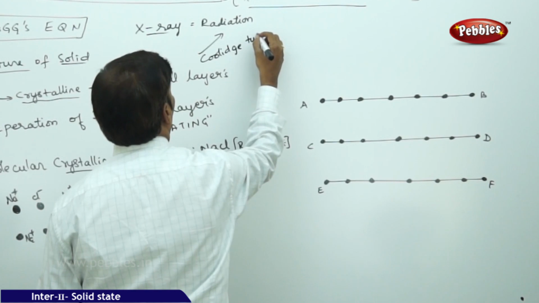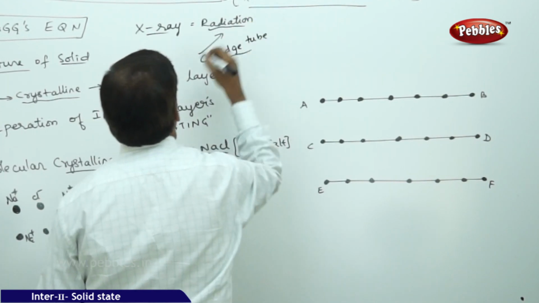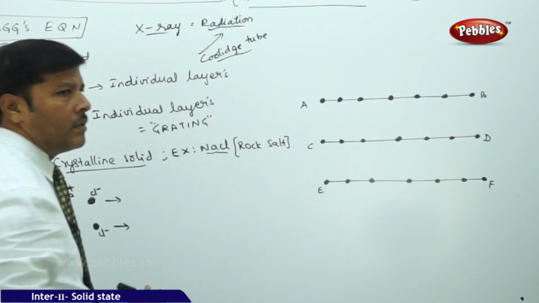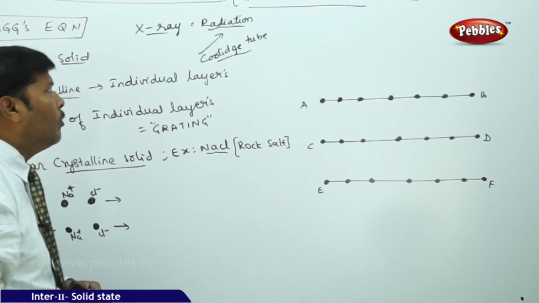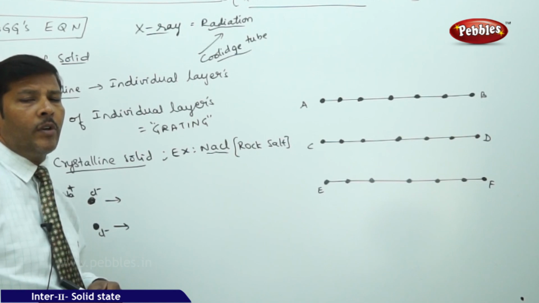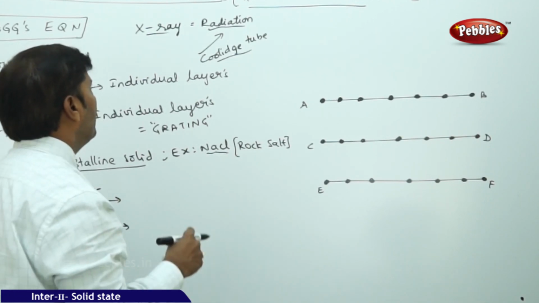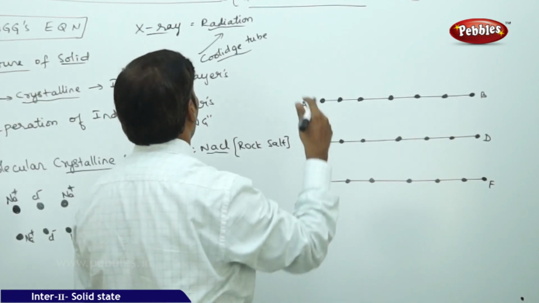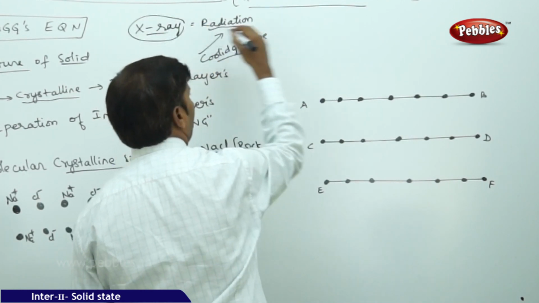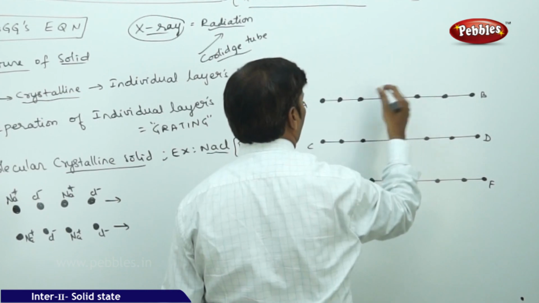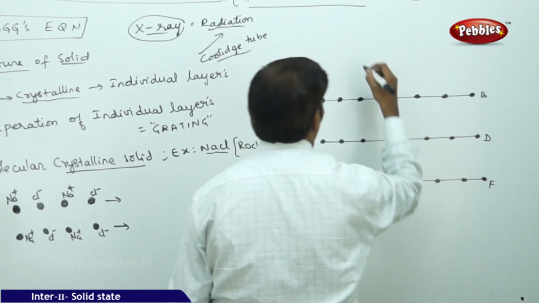X-rays can be obtained from a Coolidge tube, and these X-rays have a certain calculated wavelength. You know very well that X-rays have more energy and less wavelength compared to ordinary light. So a group of X-ray radiations from a particular source, the Coolidge tube, try to come and strike the first layer of the crystalline solid like this.